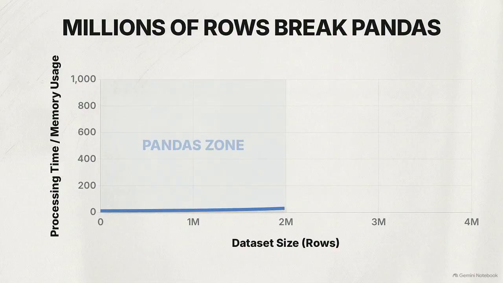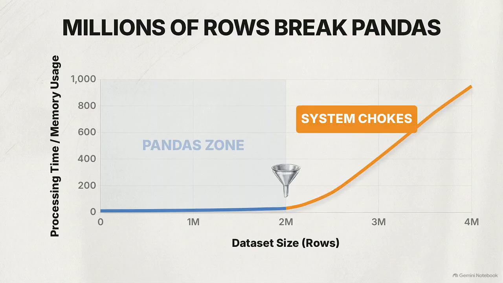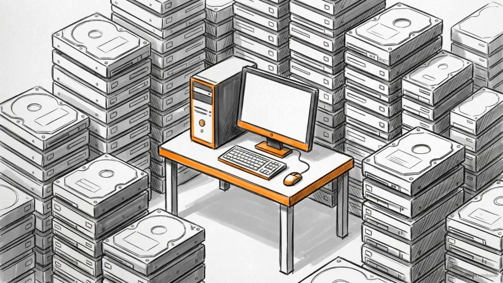Look at the Panda zone in the bottom left. Processing time and memory usage stay flat for standard files, but once your dataset crosses a few million rows, those resource requirements spike upward and the system chokes. Pandas hasn't suddenly become a bad library. The physical scale of modern data has simply outgrown the specific limits it was built on.